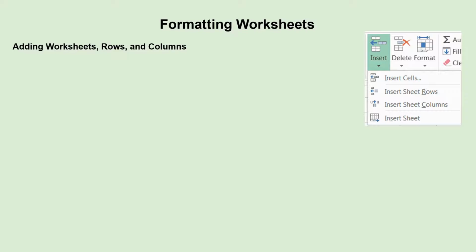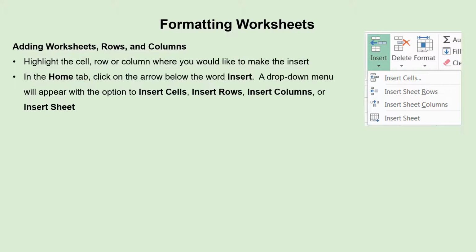You can add worksheets, rows, and columns to your Excel workbook. First, highlight the cell, row, or column where you would like to make the insert. In the Home tab, click on the arrow below the Insert box. A drop-down menu will appear with the option to insert cells, insert rows, insert columns, or insert a sheet.